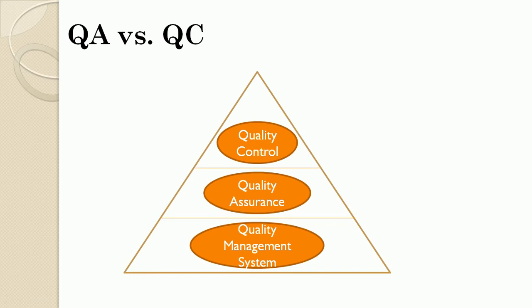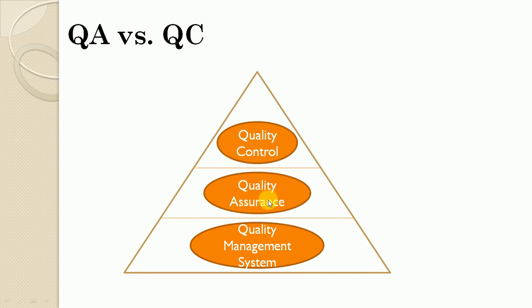Quality control is operational techniques and activities, part of quality management, that are focused on fulfilling quality requirements. Quality control always talks about product testing activities. So quality control is product oriented. In terms of defects, quality control is a defect detection and correction activity.